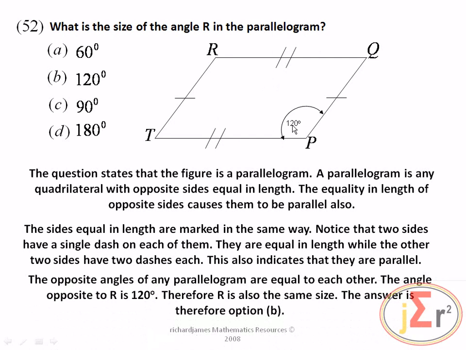The opposite angles of any parallelogram are equal to each other. That means this one is opposite to this one, so these two are equal. The angle opposite to R is 120 degrees. Therefore, R is also the same size. The answer, therefore, is option B. Because R and P are opposite, and P is 120 degrees, opposite angles of a parallelogram are equal. Therefore, P and R are equal angles. The correct answer is option B.